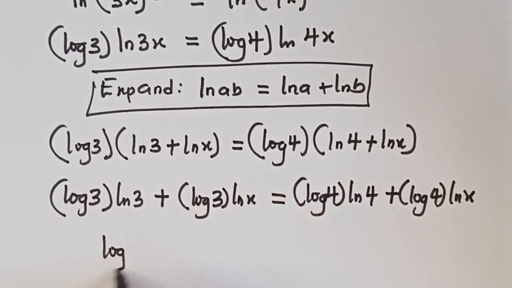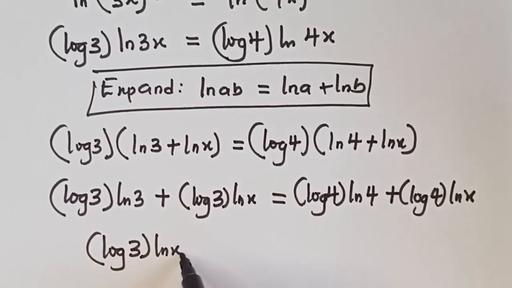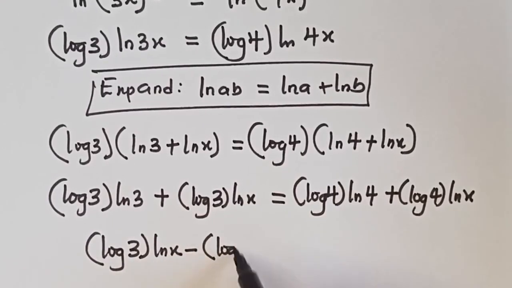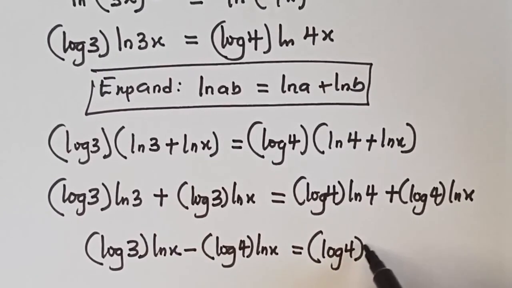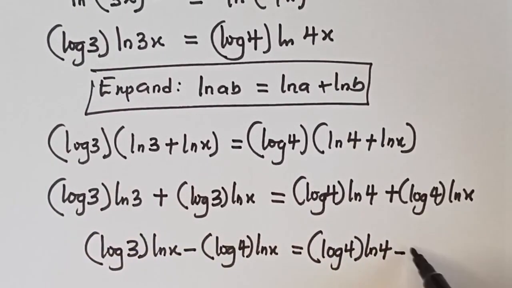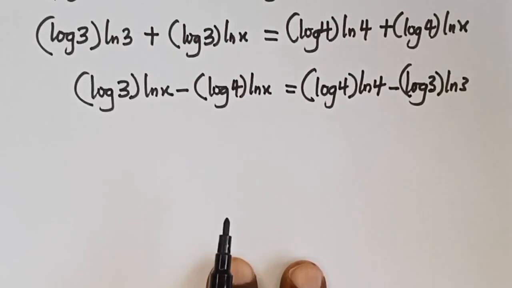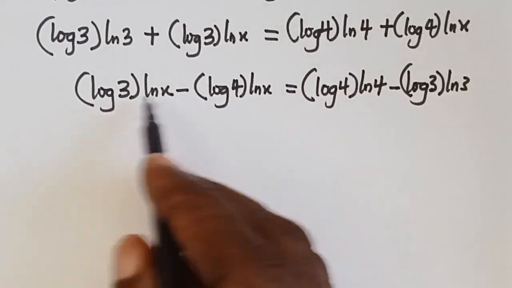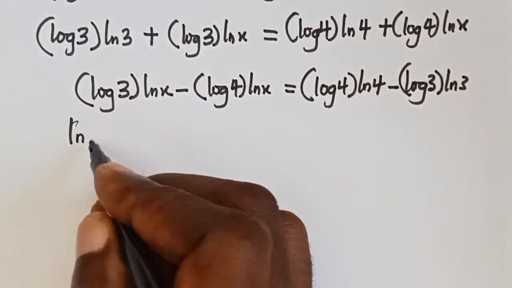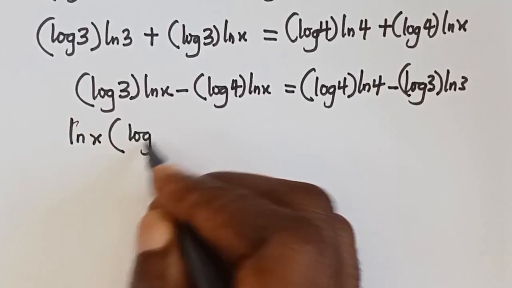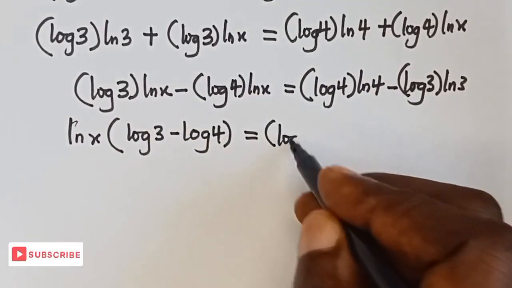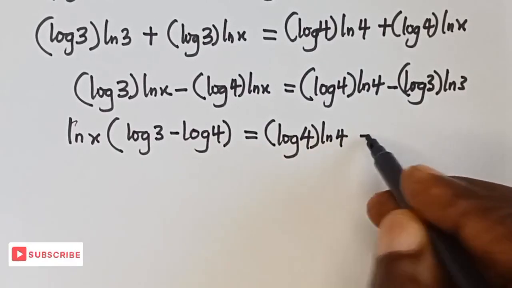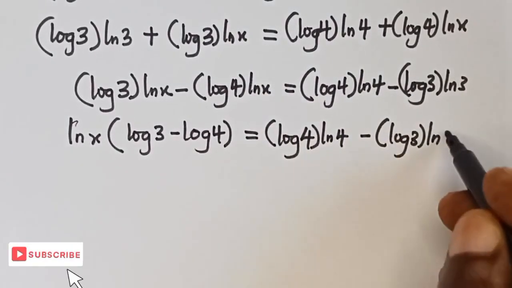So we have log 3 ln x, and we bring here, it becomes minus log 4 ln x, and then we have this log 4 ln 4, and minus this log 3 ln 3. Okay, so we factor out ln x. Ln x is common here, so we bring it out. We have ln x times (log 3 minus log 4), and here we write it again: log 4 ln 4 minus log 3 ln 3.